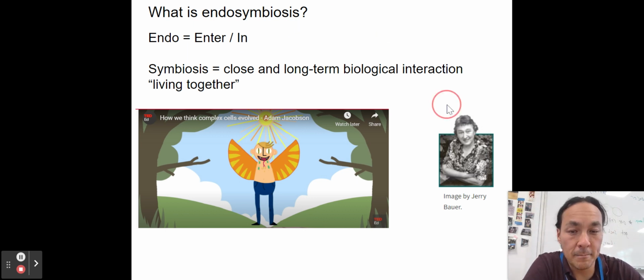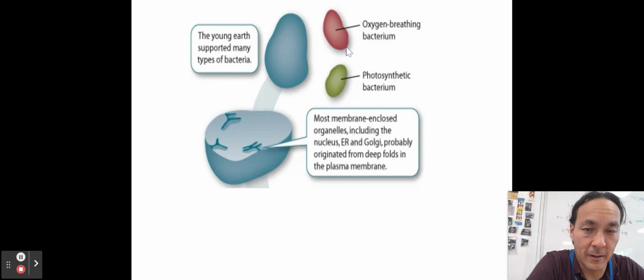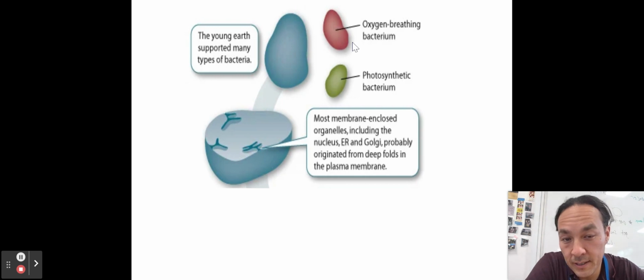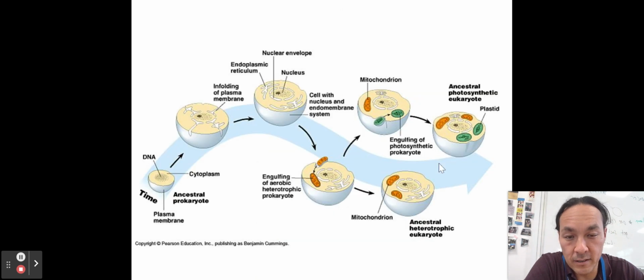So at some point, a cell engulfed an aerobic bacterium, the mitochondria, and then another one engulfed a chloroplast afterwards, and they're able to live together, right? And this led to eukaryotic cell development. The nucleus was formed by infolding in a membrane, but the mitochondria was endocytosed into the cell, and so was the chloroplast. Which one was endocytosed first?